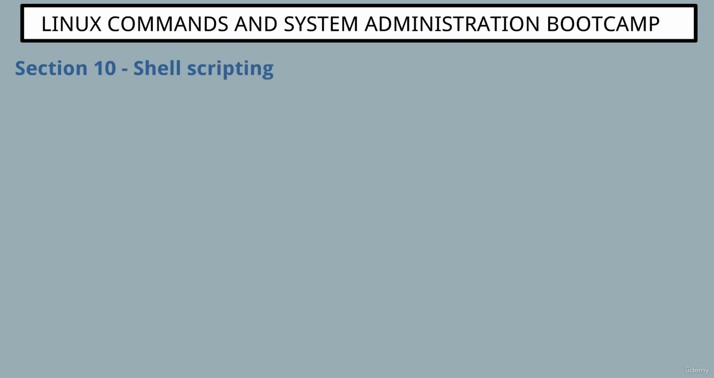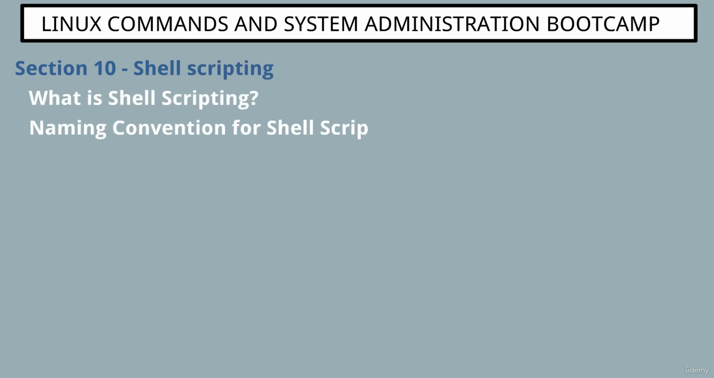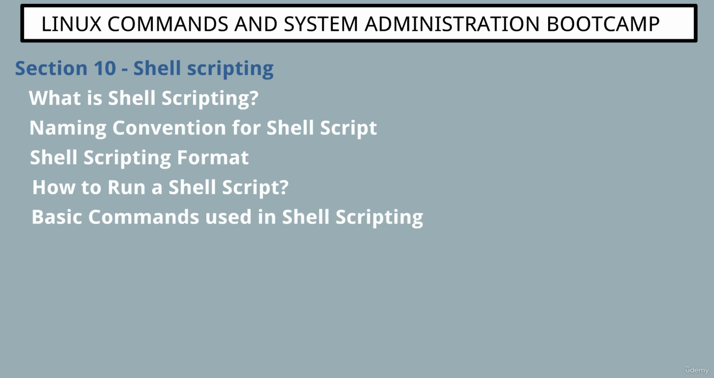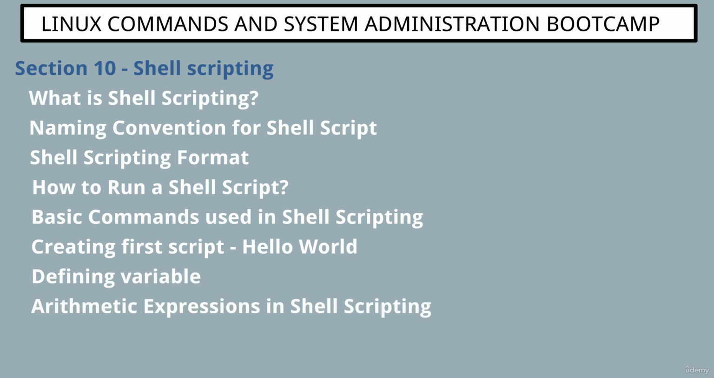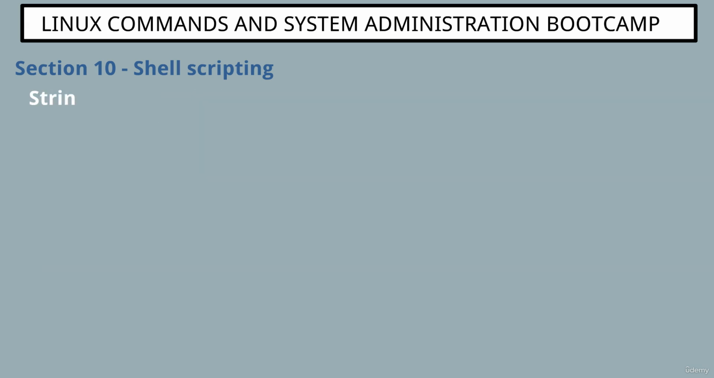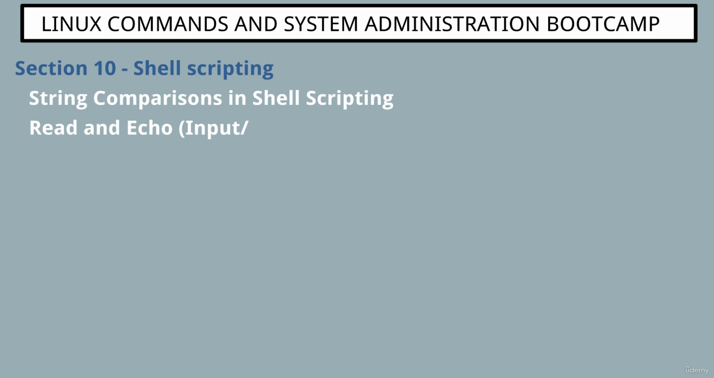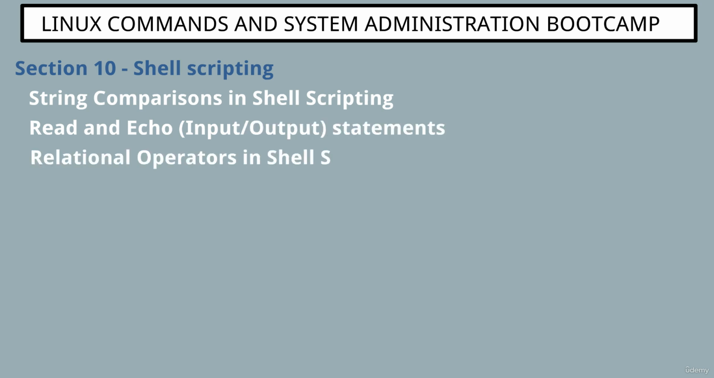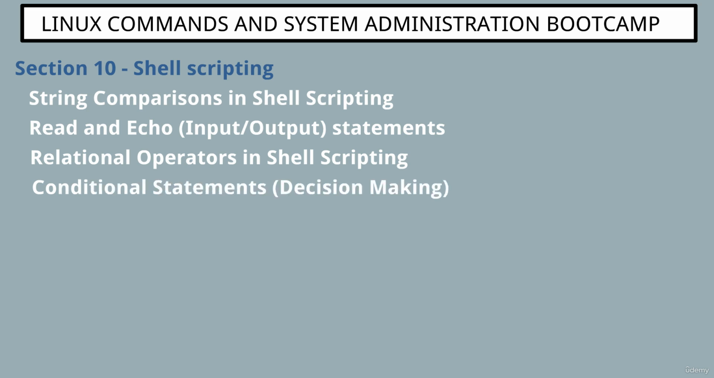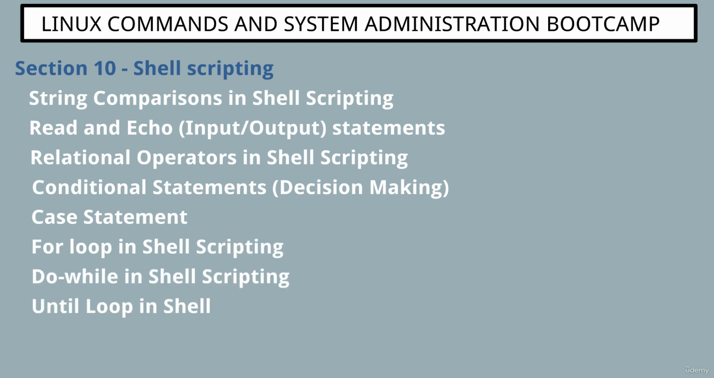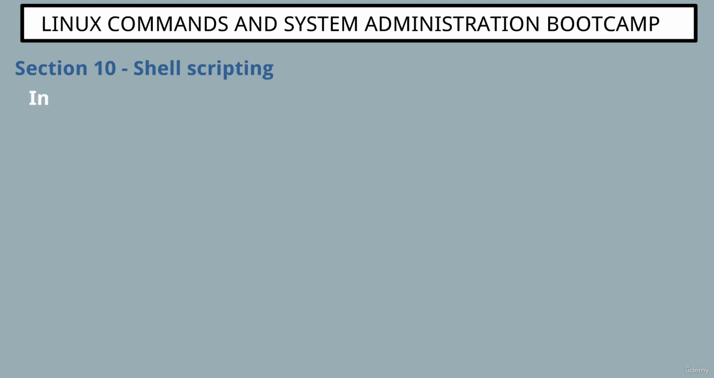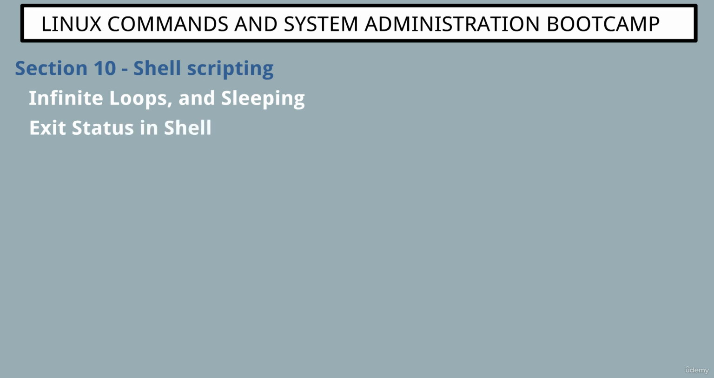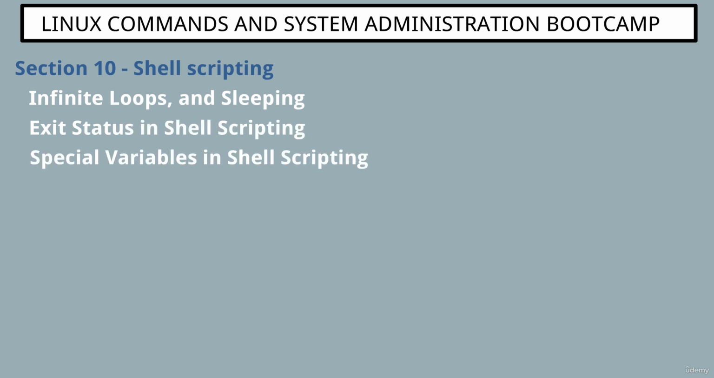which is related to shell scripting. What is shell scripting? Naming convention for shell script, shell scripting format, how to run a shell script, basic commands used in shell scripting, creating first script, hello world, defining variable, arithmetic expressions in shell scripting, string manipulation in shell scripting, string comparisons in shell scripting, read and echo input-output statements, relational operators in shell scripting, conditional statements, decision making, case statement, for loop in shell scripting, do while in shell scripting, until loop in shell scripting, select loop in shell scripting, infinite loops, and sleeping, exit status in shell scripting, special variables in shell scripting, and quiz.